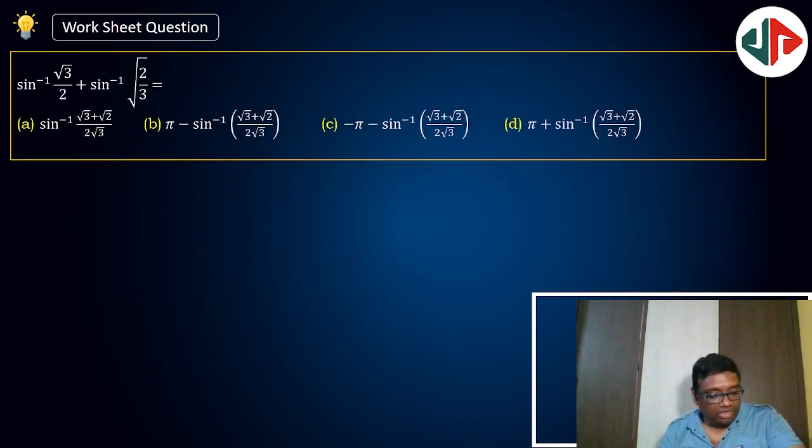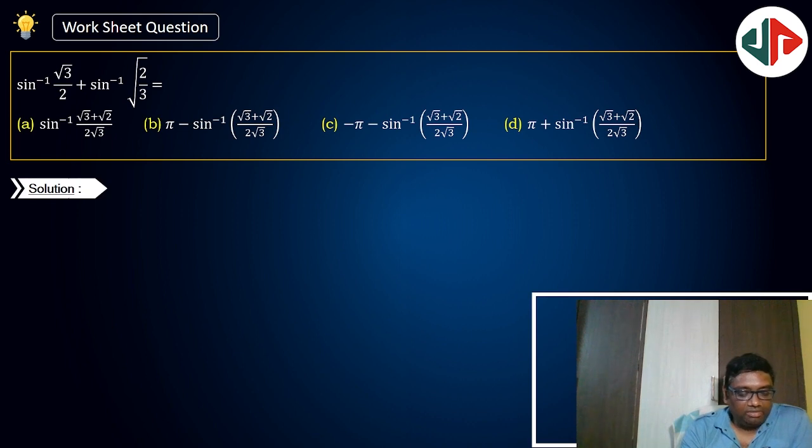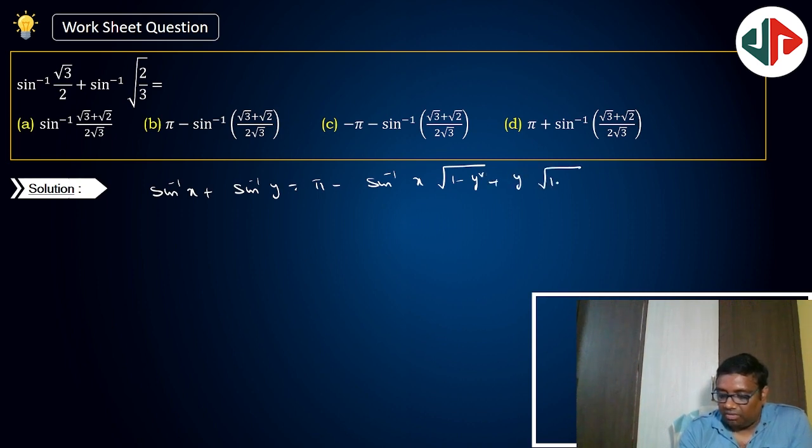sin inverse of root 3 by 2 plus sin inverse of square root of 2 by 3 is equal to sin inverse of x plus sin inverse of y formula only. What is the formula? Sin inverse of x plus sin inverse of y is always equal to pi minus sin inverse of x into under the root of 1 minus y square plus y into under the root of 1 minus x square.